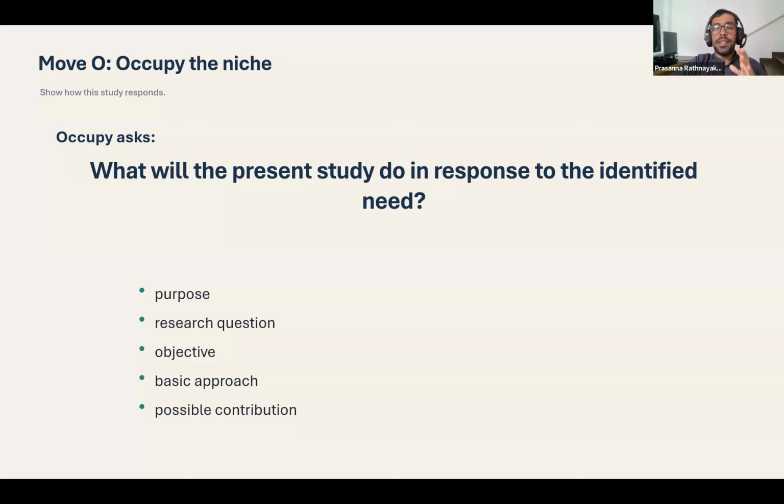Once the reader sees the niche, the study now must respond to it clearly. Occupying the niche may mean stating a purpose, research question, objective, basic approach, or contribution. Typically, occupy asks, what will the present study do in response to the identified need? Now you have shown the niche, and now you are going to say what you are going to do in your research.